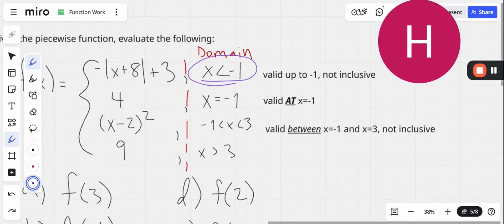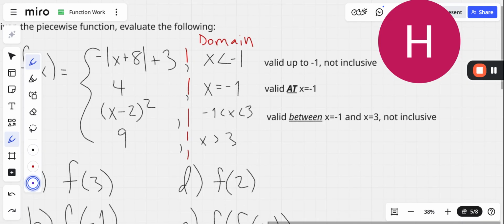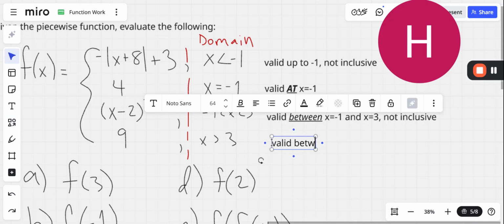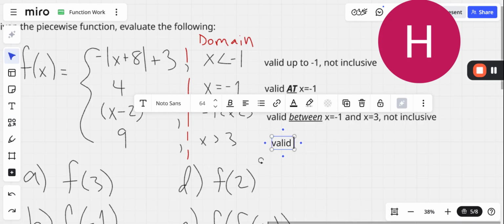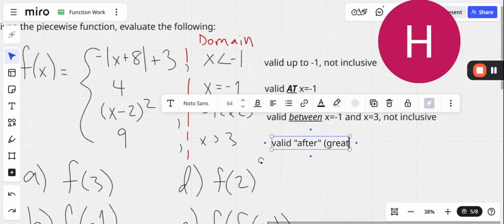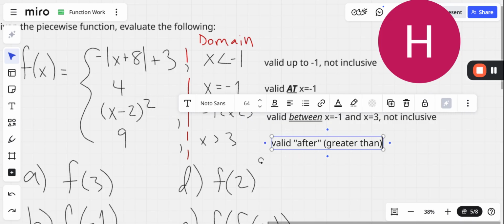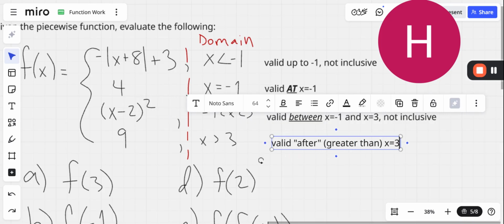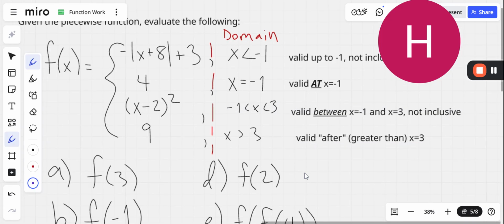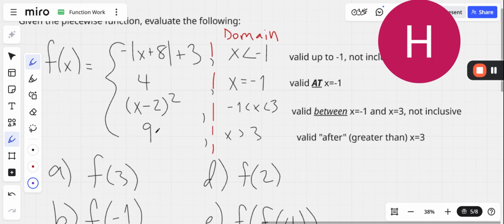And if I want to know a function value when x is greater than 3, I'll be using the bottom piece. So this is valid after, which basically means greater than x equals 3. So if x is bigger than 3, the function value is just equal to 9. Okay.